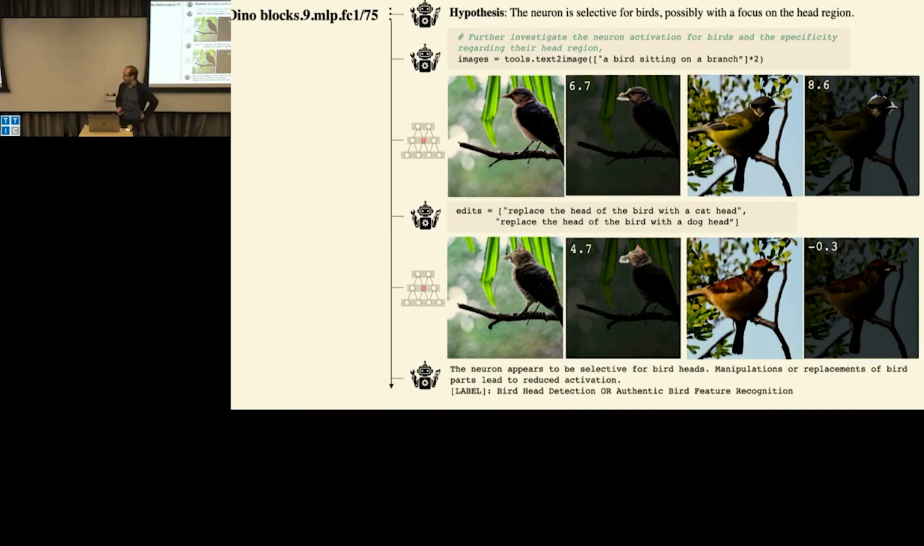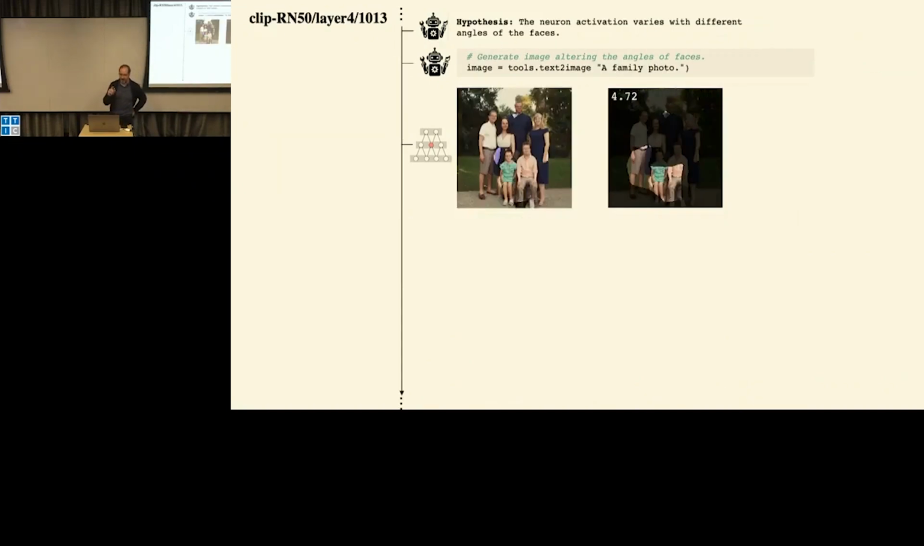Sometimes it will do an experiment like the following one, where at some point it found that a unit seems to be selective for different angles of faces. And it generated this image here of a family photo. And you can see that the activations are not on the faces, but it doesn't care. It says, okay, this seems to be validating my hypothesis, which it is not.